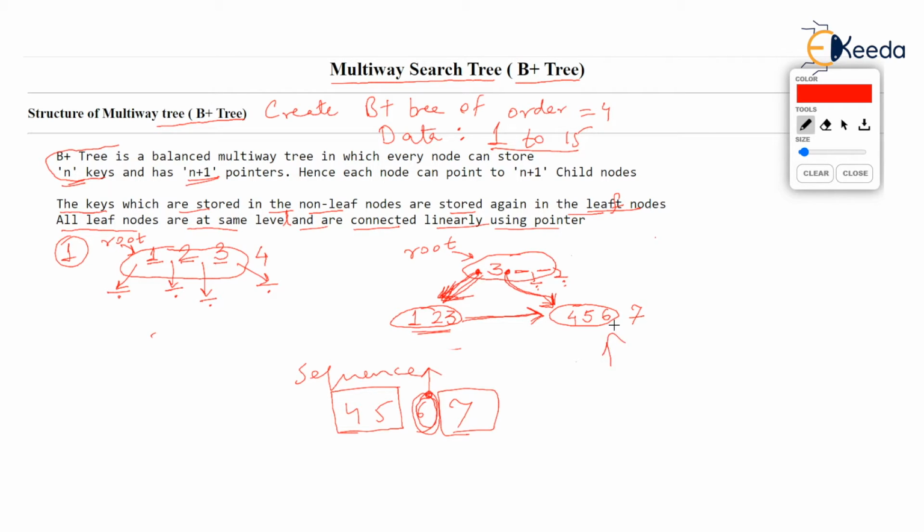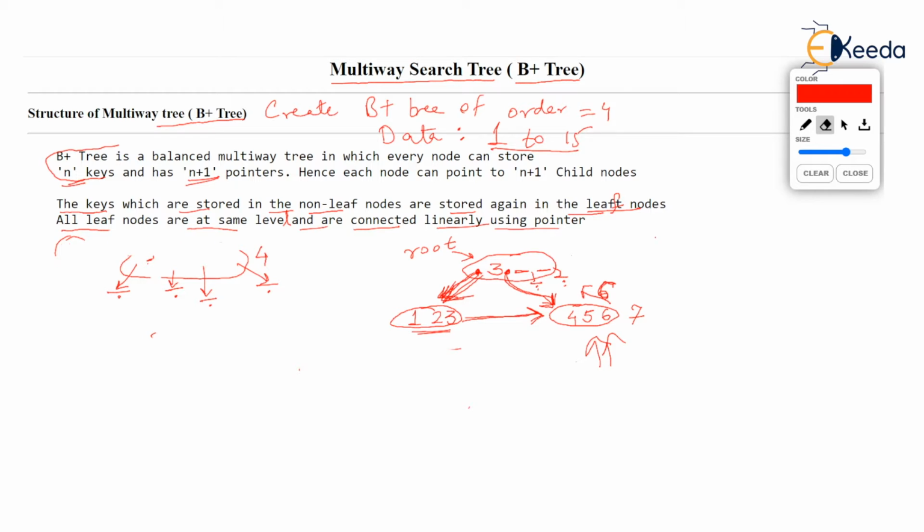This node will be split and 6 will be the median. 6 will be sent to the parent, isn't it? And the parent, that is the root node, has enough place to store 6. So what is the new tree that we are going to get? Let's see. I'll just erase this root. Now we are again getting a new tree after splitting 4, 5, 6, 7.